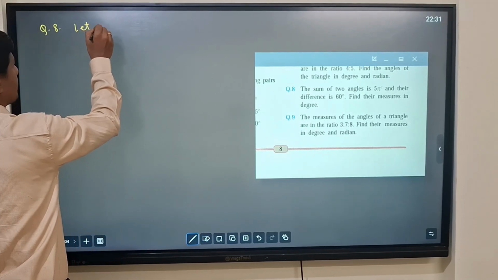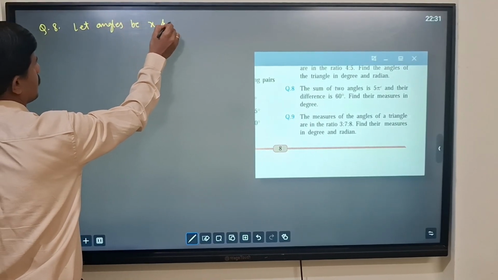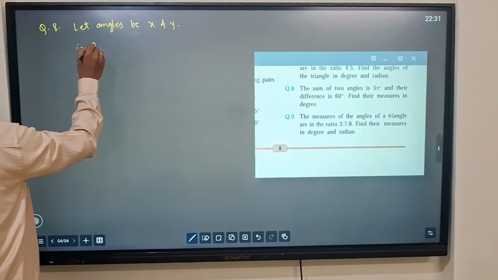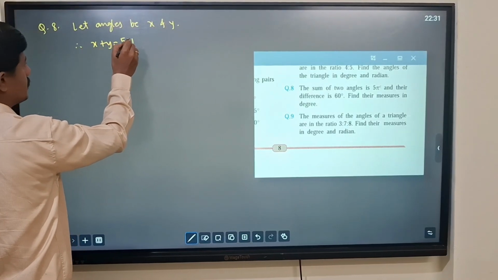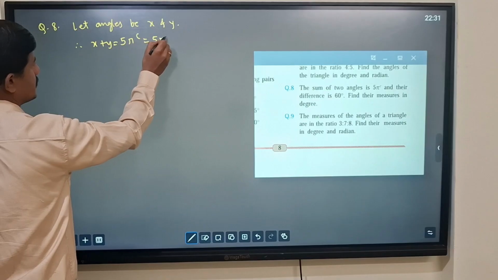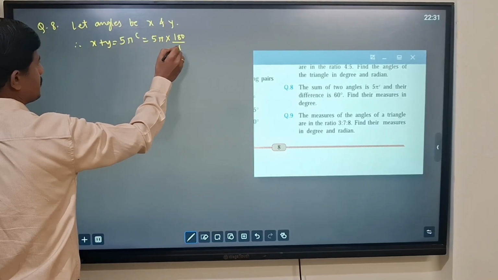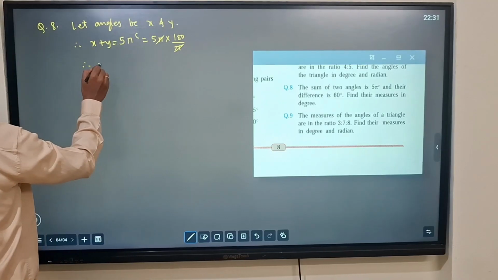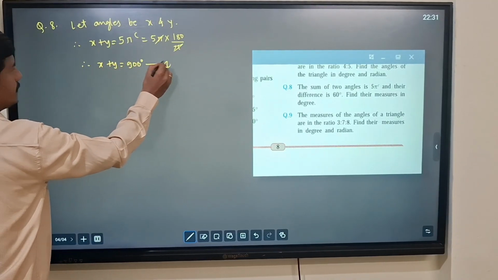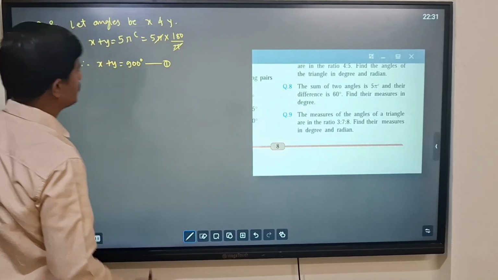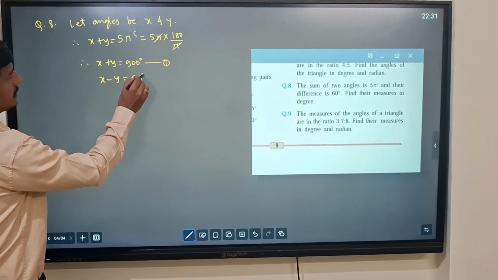Let the angles be x and y. Therefore, the sum x plus y is given as 5 radian. So convert 5 radian into degree. It becomes 5 pi into 180 by pi, and the pi cancel. Therefore, x plus y is simply 900 degree, and the difference x minus y is 60 degree.